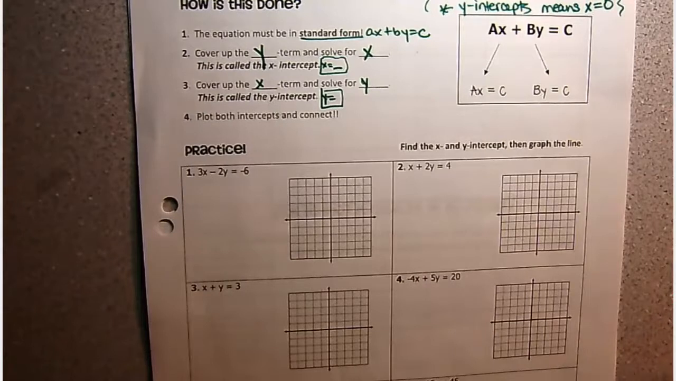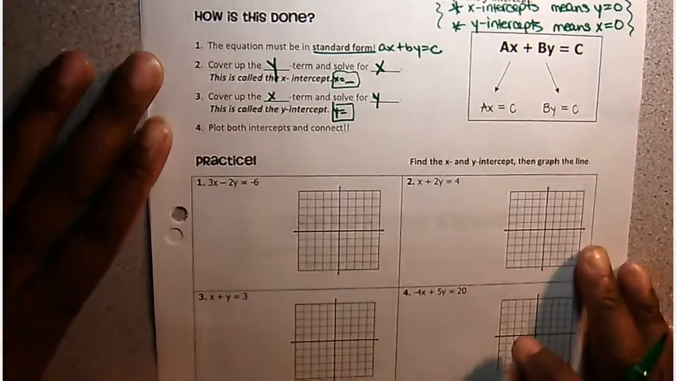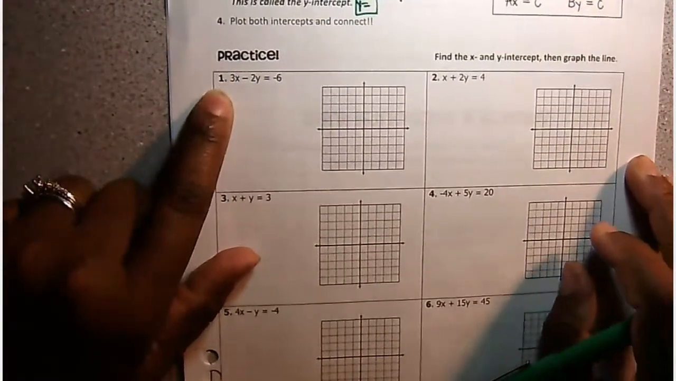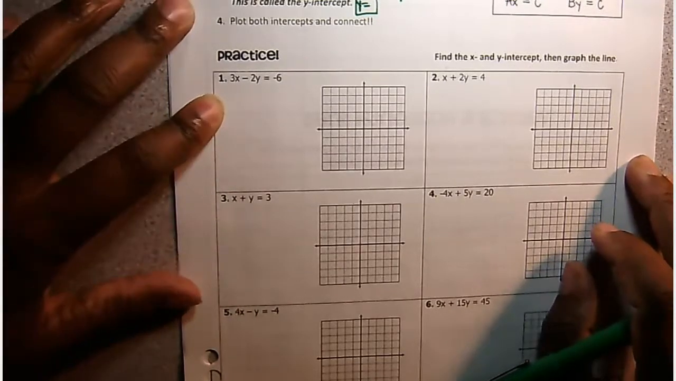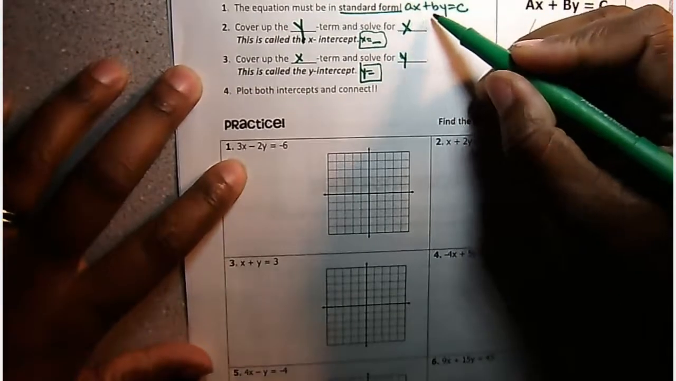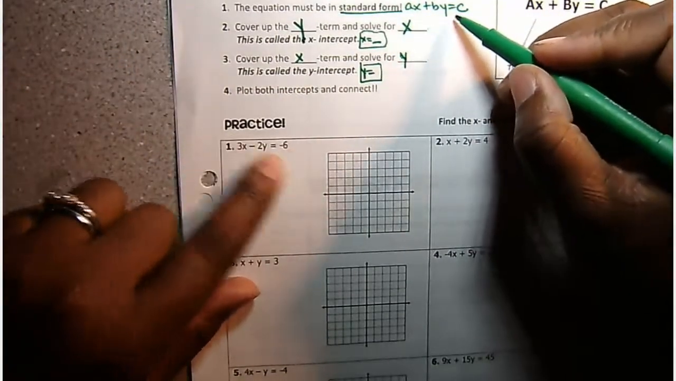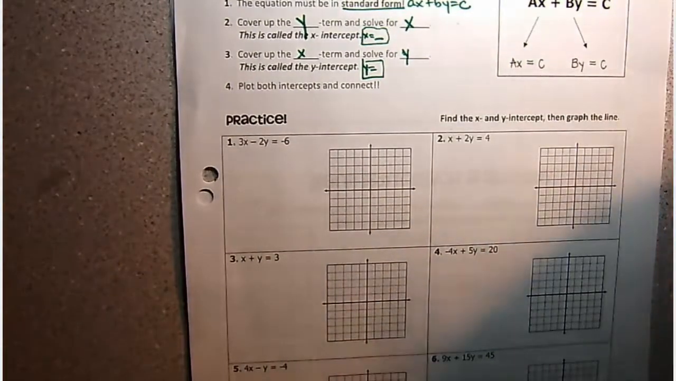So all other lines have to have 3 or more points for the line. When I am graphing by intercepts, I will only have 2 points. Let's try a couple. Number 1, 3x minus 2y equals negative 6. This is in standard form, Ax plus By equals C. So the x and y terms are on the left side, and my constant C is on the right side. So it is in standard form.